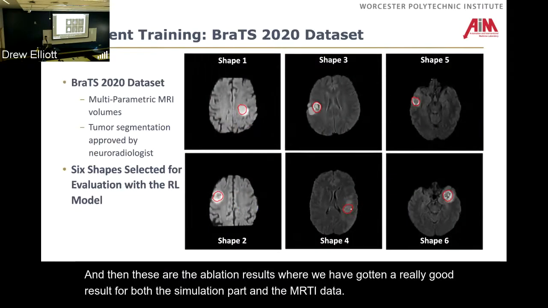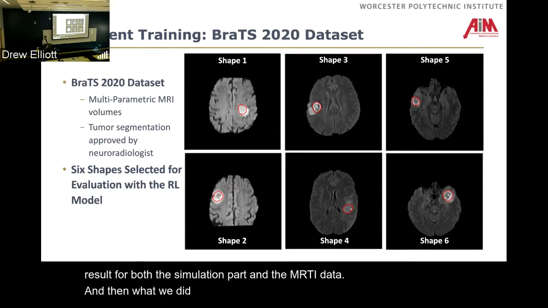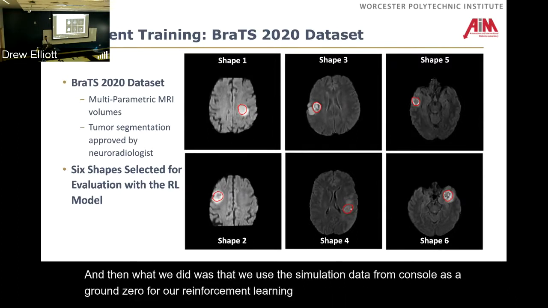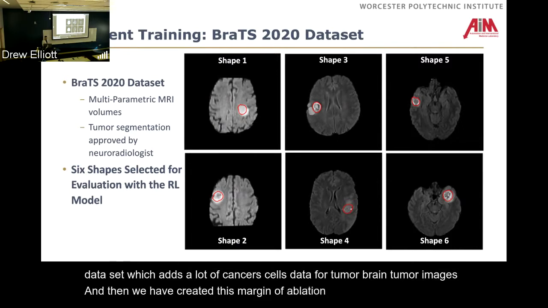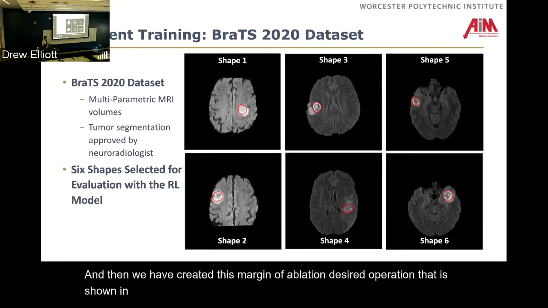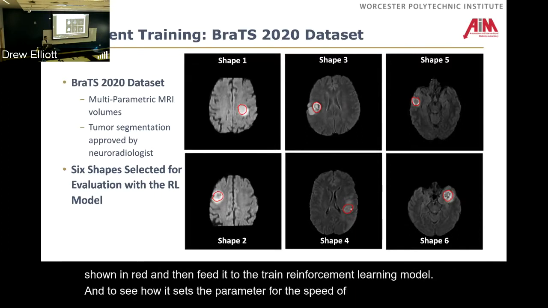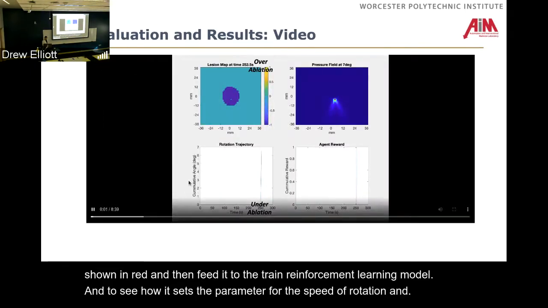And then what we did was that we used the simulation data from Console as a ground truth for our reinforcement learning agent. And then we use the BRATS data set, which has a lot of brain tumor images. And then we have created this margin of desired ablation, shown in red, and then feed it to the trained reinforcement learning model to see how it sets the parameter for the speed of rotation. And here we can see the result.